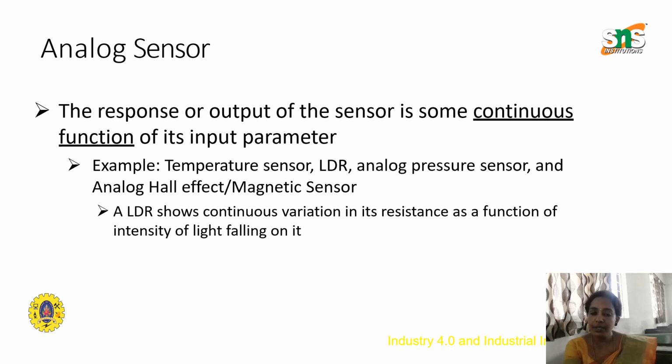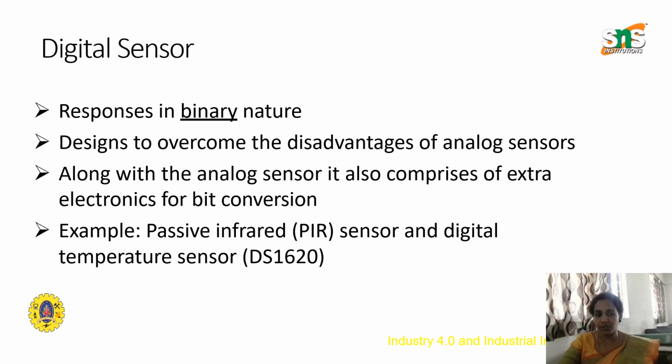LDR shows continuous variation in its resistance as a function of the intensity of light falling on it. So based on the intensity of light, the light radiation will be measured, and the output will be displayed using analog needles, analog measurements.